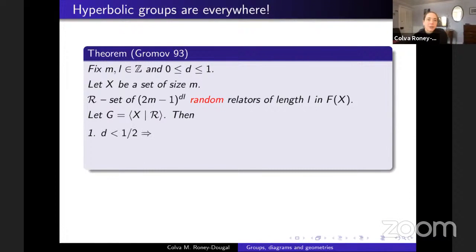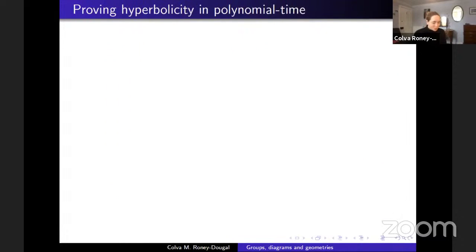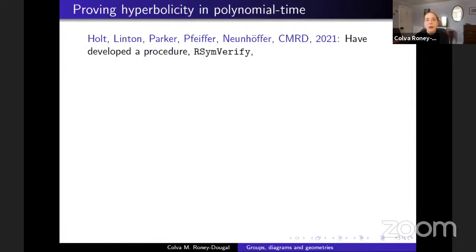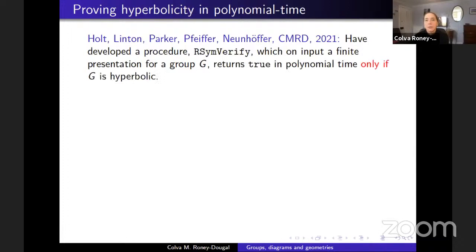Let me just skip this slide, I think, because I want to get to the last slide. So this is what we did with the big graph. What we did was we developed Verify, which on input a finite presentation for a group G, so you give it an X and an R, returns true in polynomial time, time polynomial in the length of the presentation, only if G is hyperbolic, and otherwise it returns fail. So far that's not interesting, it might always return fail, but it actually returns true a lot of the time, and we can prove that.